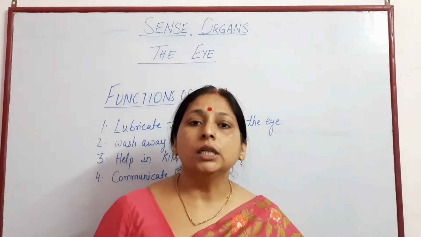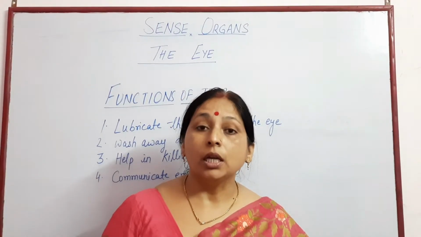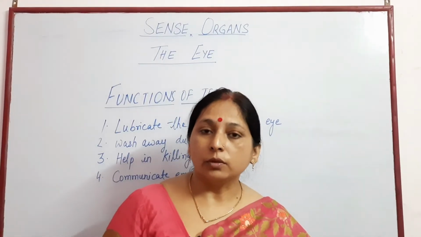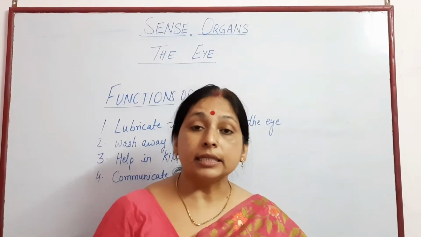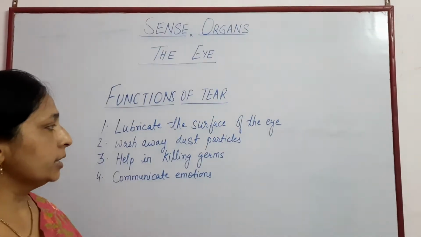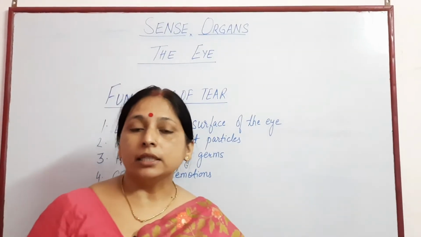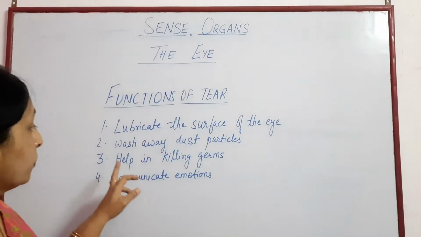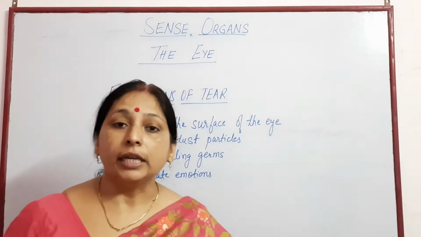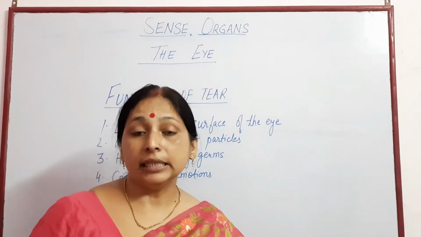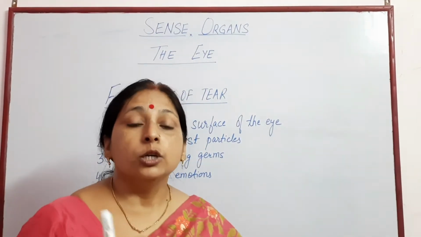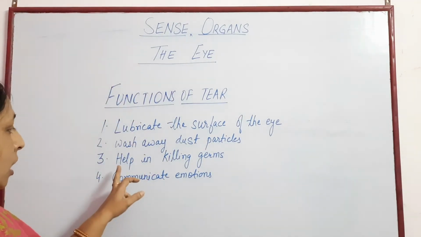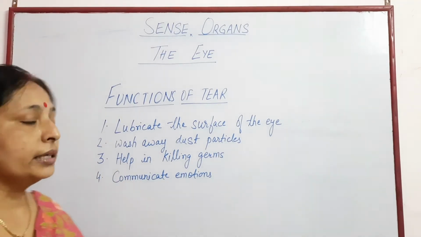So, functions of tear. Tear plays an important role in the eye, and what are its roles inside the eye? Let's discuss. First is to lubricate the surface of the eye. It acts as a lubricant, or it keeps the eyeball moist. The second point is it washes away dust particles. If accidentally any particle enters inside the eye, the tear washes away these dust particles, and even the germs, helping in killing the germs.